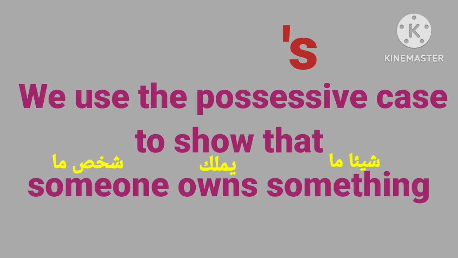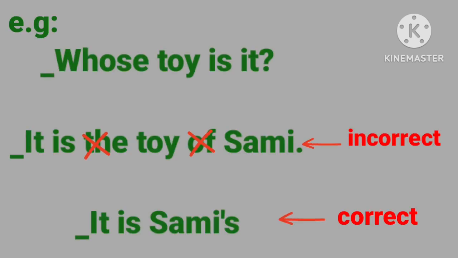We use the possessive case or the apostrophe S to show that someone owns something. For example, whose toy is it? It's the toy of Sammy. This sentence is not correct because we don't use the "of" with a person's name. So the correct answer is it's Sammy's.